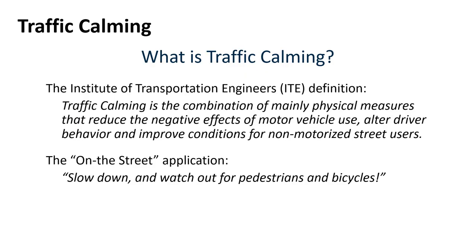So what is traffic calming? The ITE defines it as a combination of mainly physical measures that reduce the negative effects of motor vehicle use and alter driver behavior, which improves conditions for non-motorized street users. Basically pedestrians and bicyclists. And that's exactly what I was trying to point out earlier, is that we're using geometry, we're using a physical design to promote better behavior out of drivers.